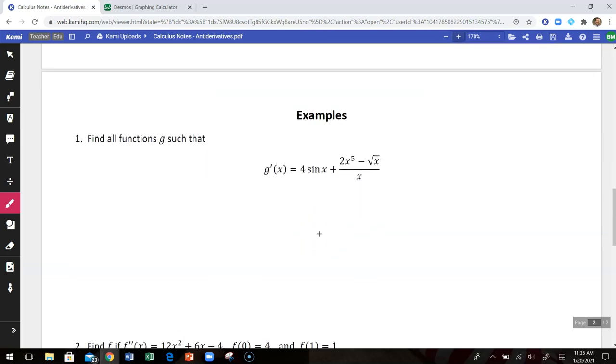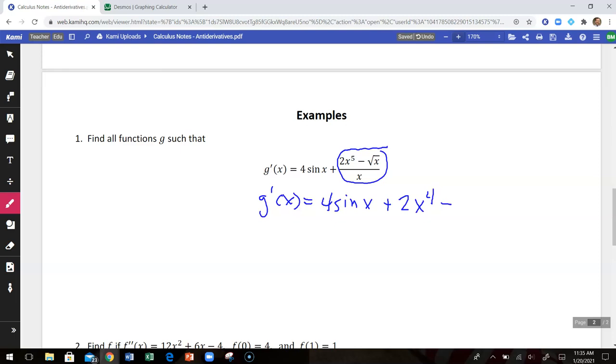So we're going to look at a function g here. We have g prime. I want to find g. So what I'm essentially doing here is working backwards. And the first thing I'm going to do is rewrite my derivative here so I don't have this big quotient going on. So I'm going to rewrite this, and then I'm going to take the antiderivative. The 4 sine x is just going to stay 4 sine x. And then I'm going to divide each one of those things by x. So 2x to the 5th divided by x would be 2x to the 4th.